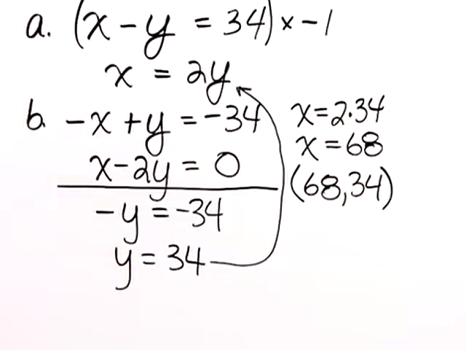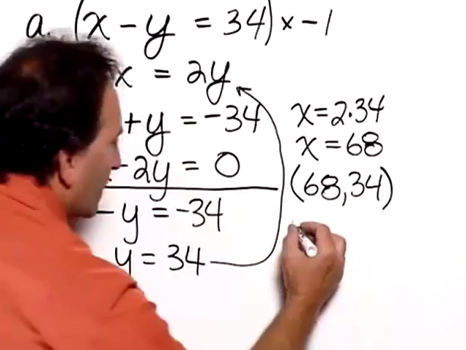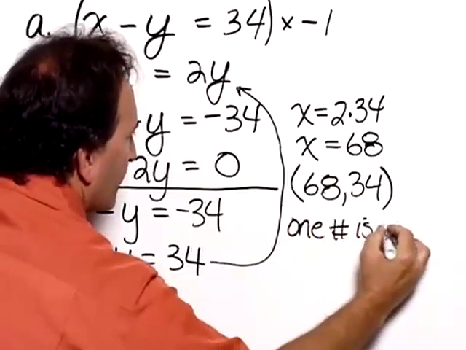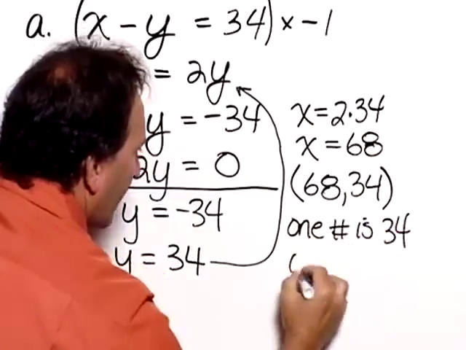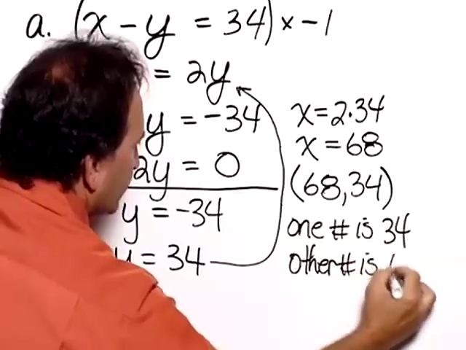34. However, this was an application problem. So what we're really interested in is writing this as one number is 34, the other number is 68.